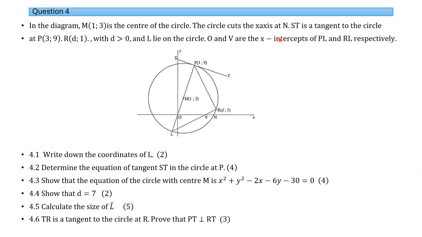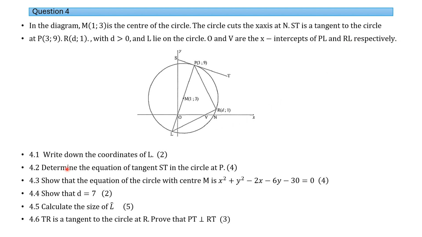But in the diagram, M (1, 3) is the center of the circle, so there's the center. The circle cuts the x-axis at N, so there. ST is a tangent to the circle at P (3, 9), and R (d, 1) with d greater than 0 and L lie on the circle O. L lies on the circle O, and V are the x-intercepts of PL and RL respectively.